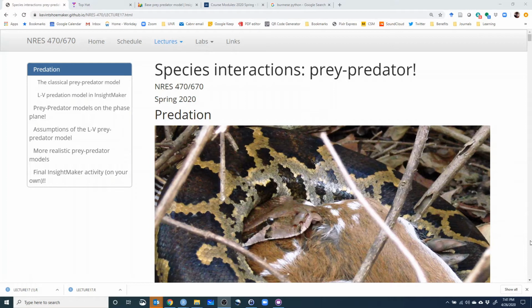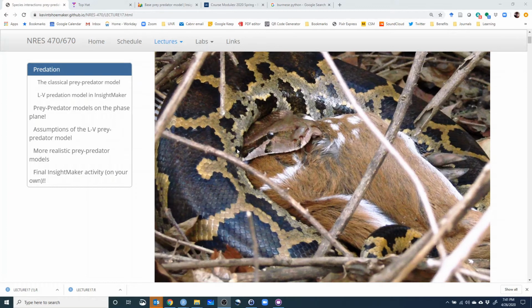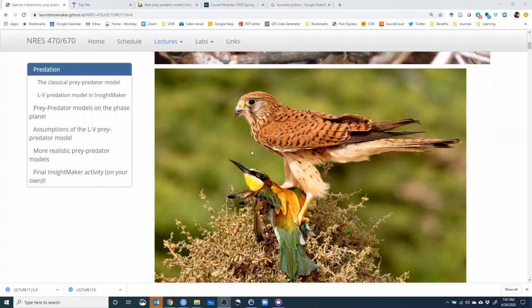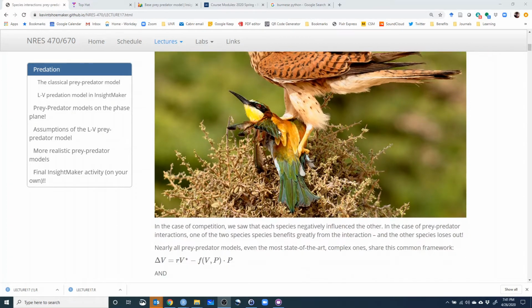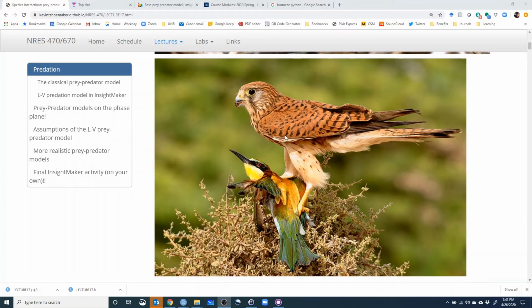Not only are they among the most dramatic of species interactions, here we have some sort of python, I think it's probably a Burmese python, consuming a deer. Pretty amazing. And we see here a raptor killing and eating a songbird. So when we think about species interactions, oftentimes the first thing our mind jumps to is prey-predator interactions, just because they're so dramatic and they're so interesting.